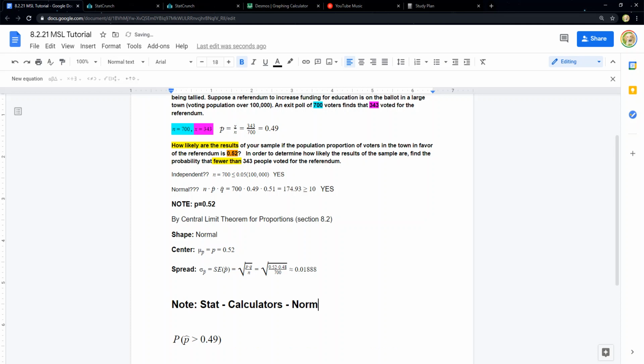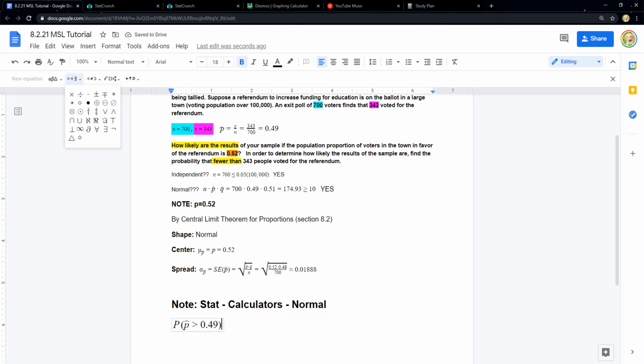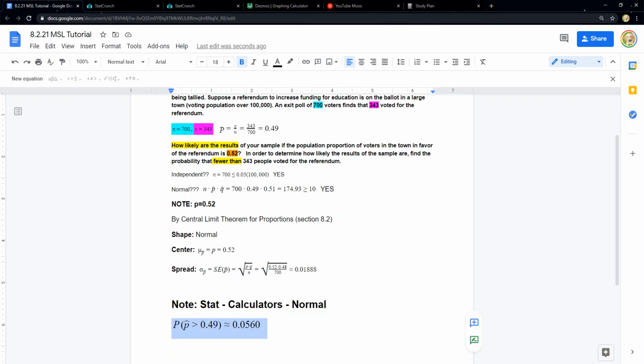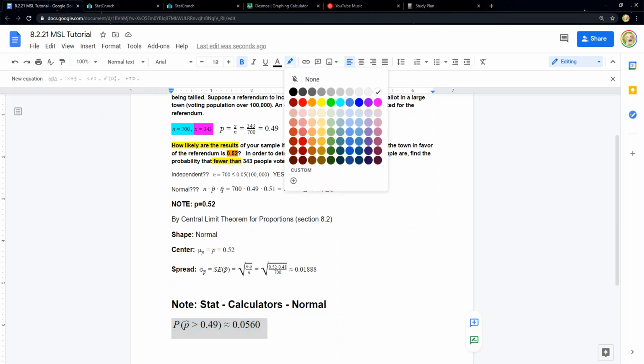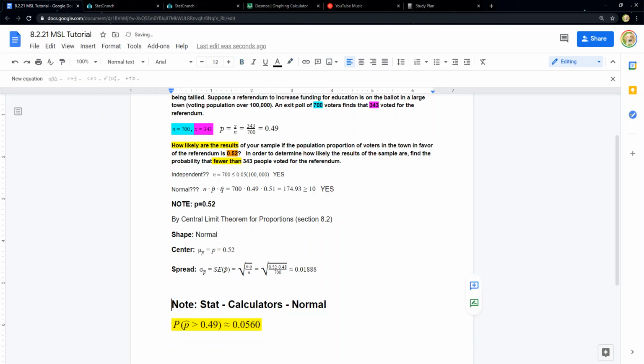You could also do this in a calculator with the normal CDF function if you wanted to. And we get that this value is approximately 0.0560. That was the actual number that they wanted an answer for right there. So it said, how likely are the results? That's your answer. That's how likely the results are.